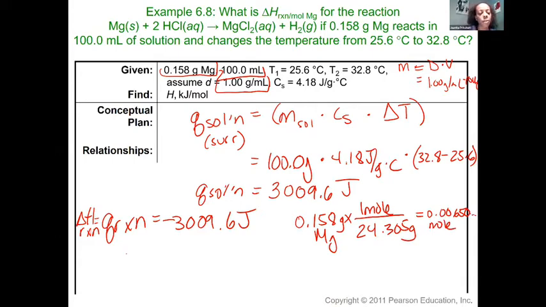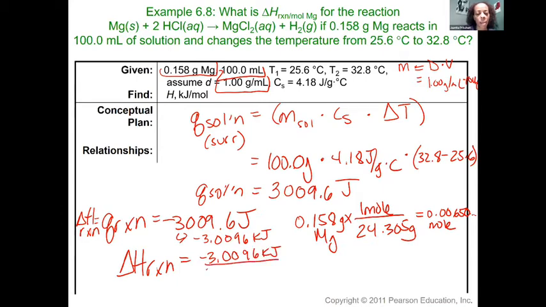And so then to get our final answer in the proper units, the enthalpy of the reaction would be equal to our heat of reaction, but we want to convert that to kilojoules. So let's first convert this to kilojoules. So this would be negative 3.0096 kilojoules. I'm just dividing it by 1,000. So we have negative 3.0096 kilojoules, and we're going to divide it by that mole amount.